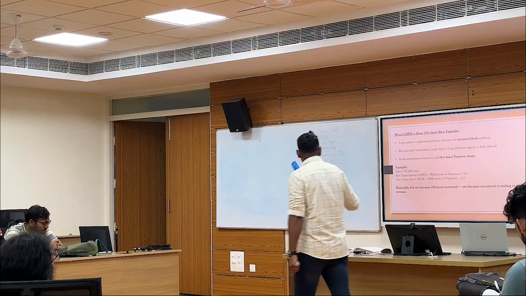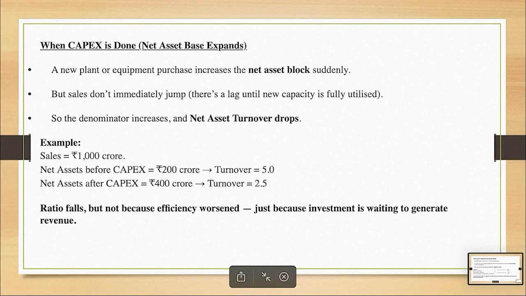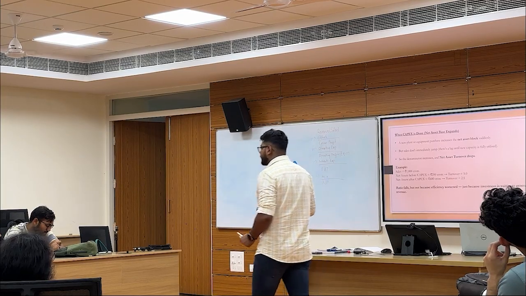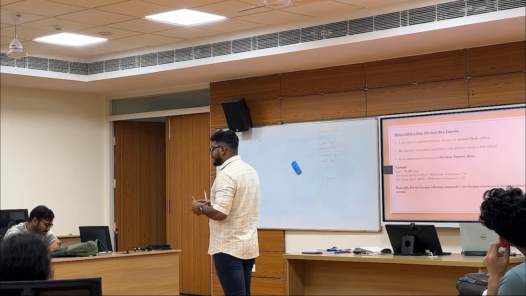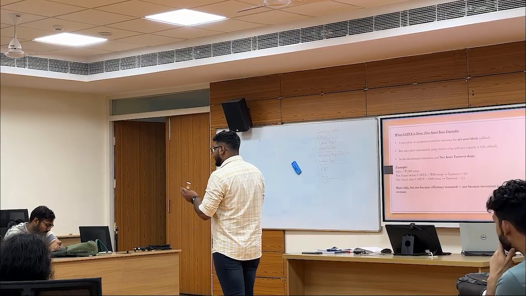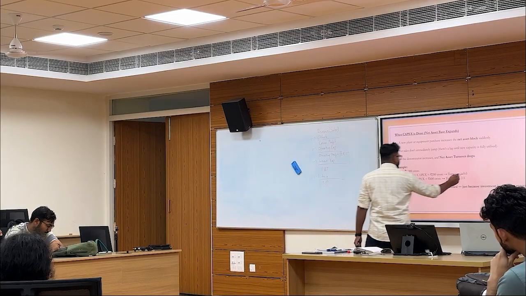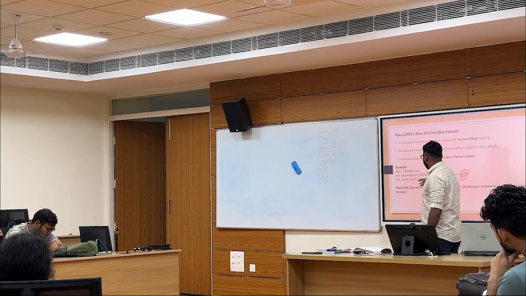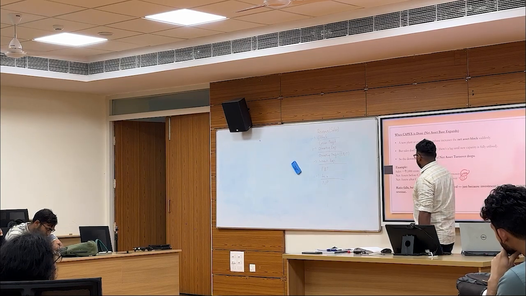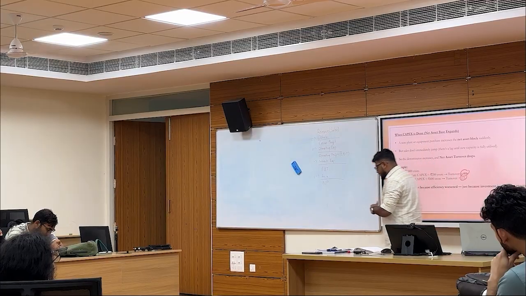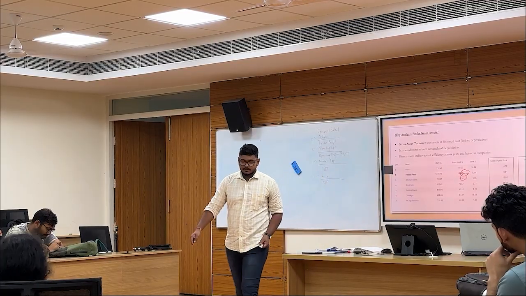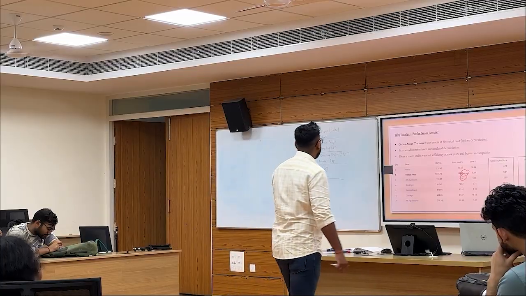However, when capex is done, the net asset turnover ratio decreases. When we do capex, we invest more, we purchase more fixed assets. So at that time our denominator increases suddenly, and our turnover decreases from 5 to 2 because we have added new assets, and that's why our ratio decreases. But this is also not good. That is why the gross asset turnover ratio is important.